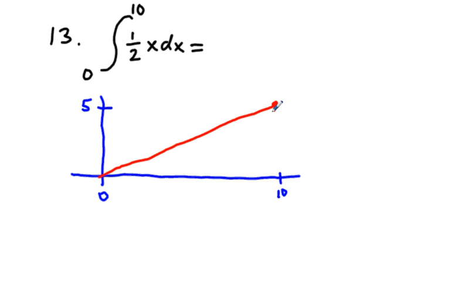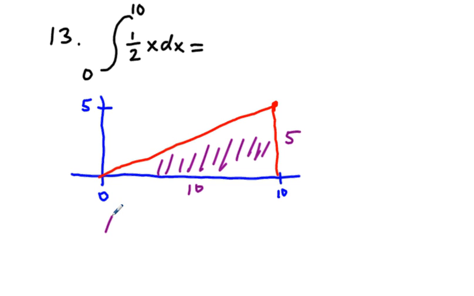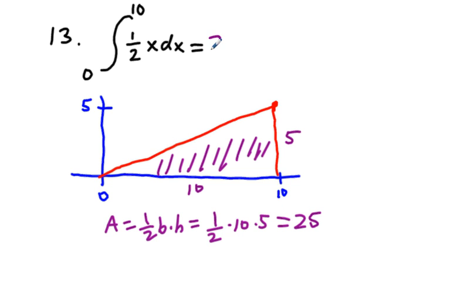So from 0 to 10, we're talking about this triangular area. I'm going to color in here in purple. And so to find the area, we have a height of the triangle of 5, a base of 10, and so area equals 1/2 base times height, which equals 1/2 times 10 times 5, which is 1/2 of 50, which equals 25. So our area is 25.